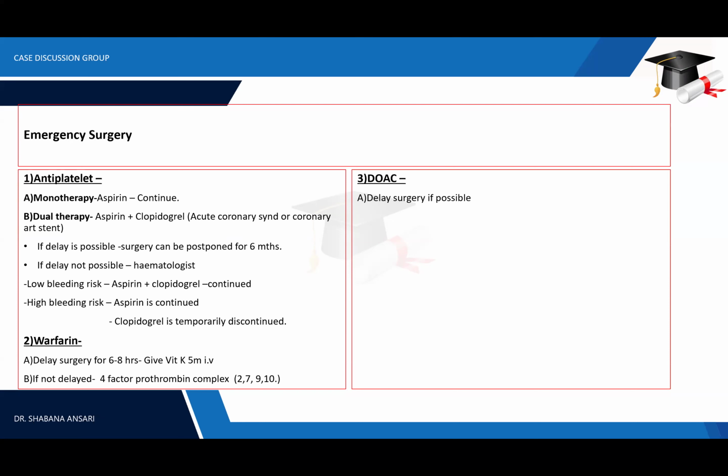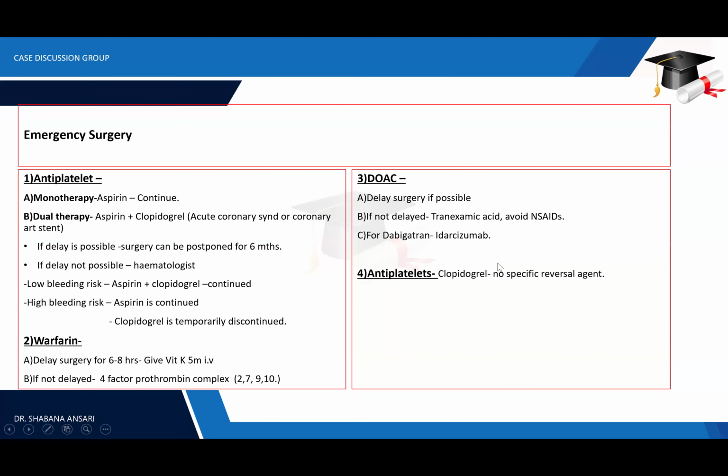Now, if we have direct oral anticoagulants and we can delay the surgery, okay, fine. But if we are not able to delay the surgery, then what should we give the patient? Tranexamic acid. And we will avoid non-steroidals. For dabigatran, there is a medication, idarucizumab, that is given, right?